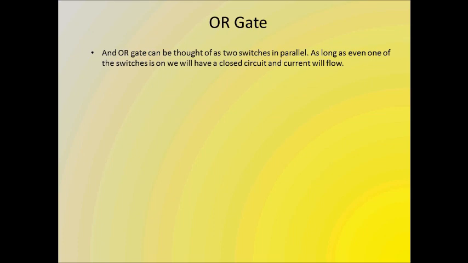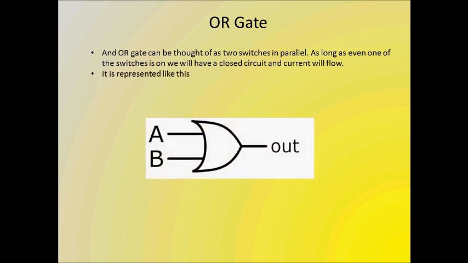Now, OR gate and AND gate: in the AND gate, you could think of the open switch being the controlling factor. If even one switch was open, the circuit would be open or the output would be 0. In the OR gate, however, the closed switch is the controlling factor. If even one switch is closed, we get a closed circuit and a one output. And it's represented like that. Again, you just have to memorize this. Similar to the AND gate, just slightly more pointed.